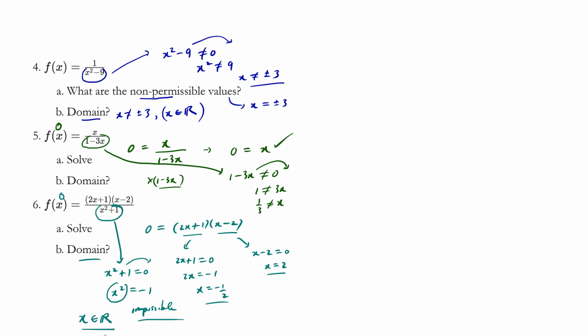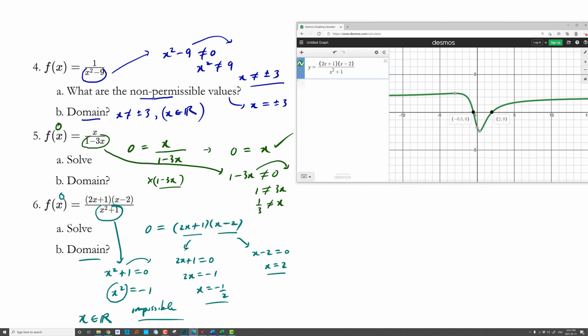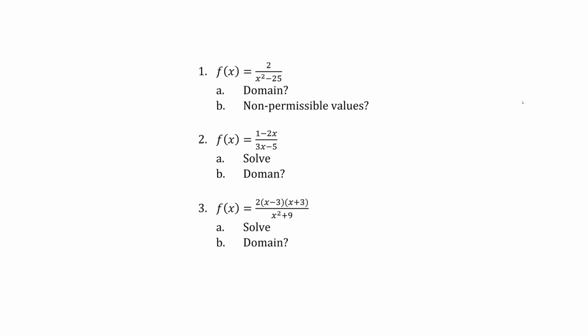Let's take a peek at the graph. So as you can see, indeed, the roots are -1/2 or 0.5 and 2. And there are absolutely no vertical asymptotes. Okay, so it's your turn.